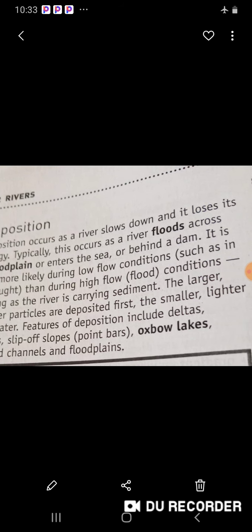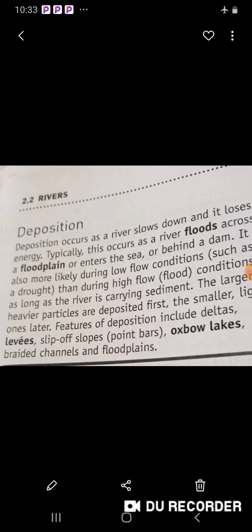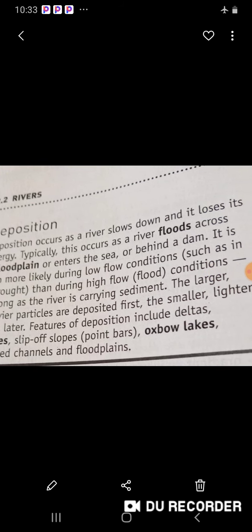This also happens during low flow conditions. This happens when the river was carrying some sediments, and those sediments have been deposited. For example, the larger, heavier particles are deposited first.